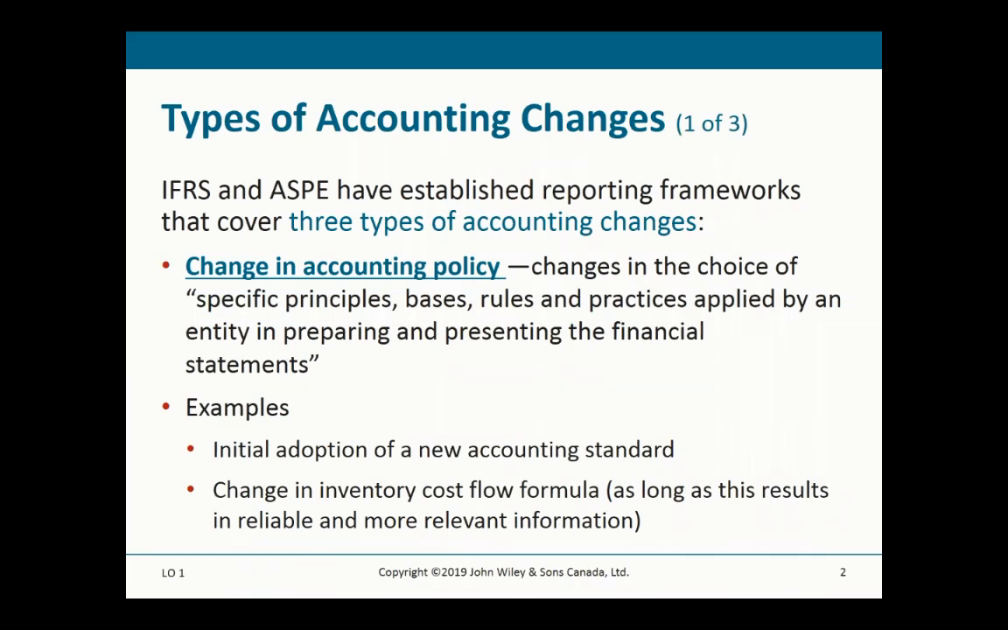There's three types of accounting changes that exist. The first one is a change in accounting policy. So this is a change in the choice of a specific principle, rule, or practice. An example would be changing from first in, first out to weighted average. Another type of accounting change would be because the GAAP accounting standards that we use required us to implement a new accounting policy.